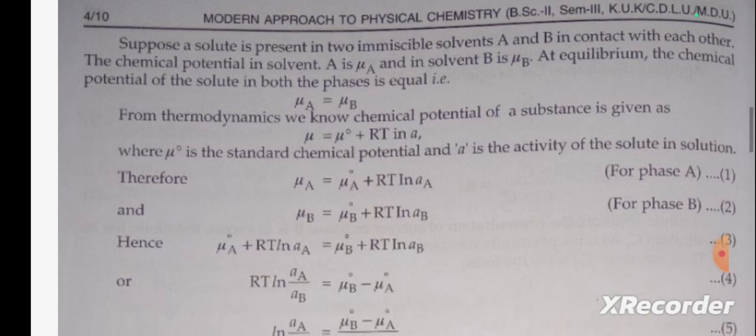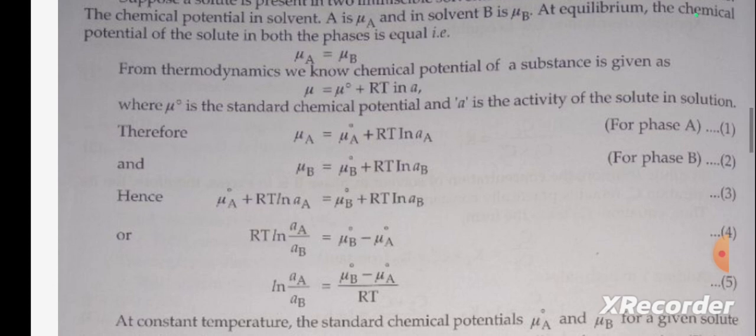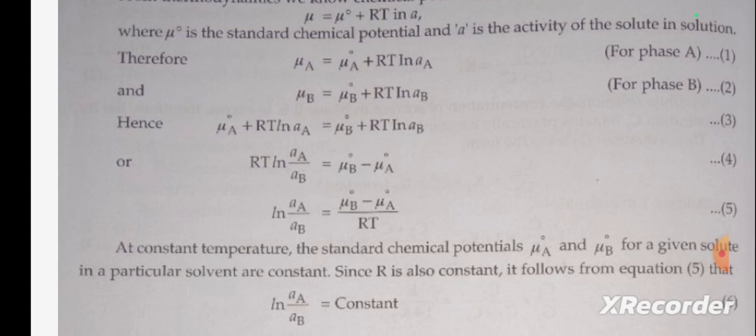From thermodynamics, we know the chemical potential of a substance is given as mu = mu naught + RT ln a, where mu naught is the standard chemical potential and a is the activity. So mu A = mu naught A + RT ln aA, and mu B = mu naught B + RT ln aB. Equating them, mu naught A + RT ln aA = mu naught B + RT ln aB. RT ln(aA/aB) = mu naught B - mu naught A, so ln(aA/aB) = (mu naught B - mu naught A)/RT.